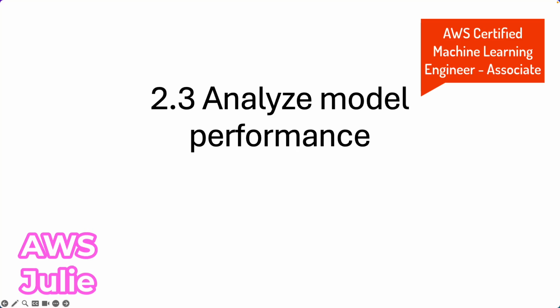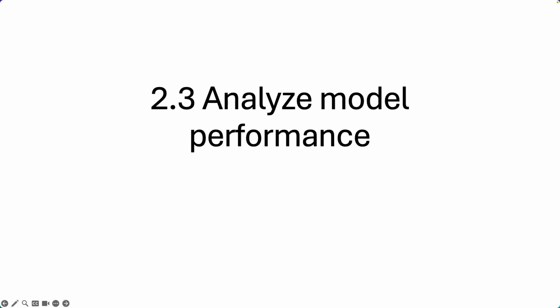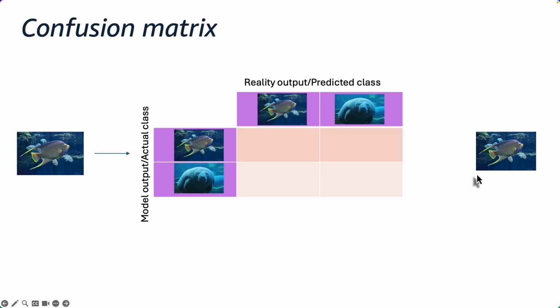We're continuing our new playlist, which covers machine learning fundamentals to help you prepare for your AWS Certified Machine Learning Engineer Associate exam. And we're going to pick up where we left off from the last lesson and cover Domain 2, Task 2.3, which is to analyze your model performance. So let's talk about different calculations that can be used to evaluate the performance of a model.